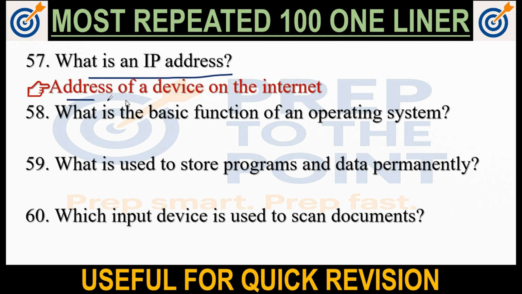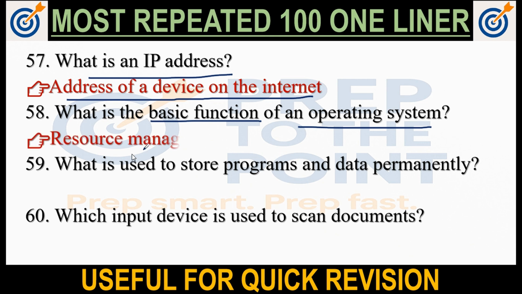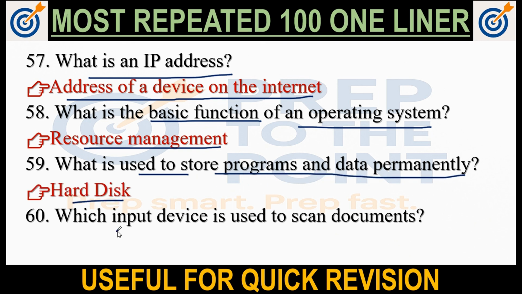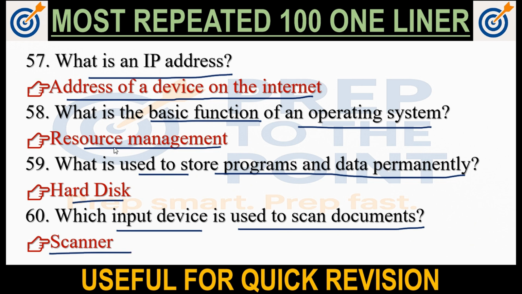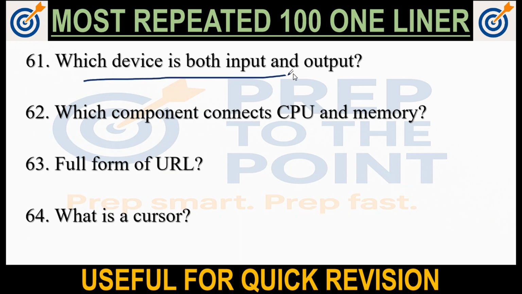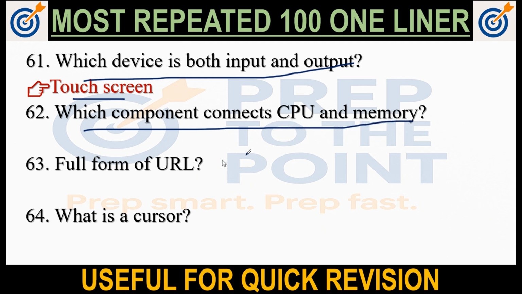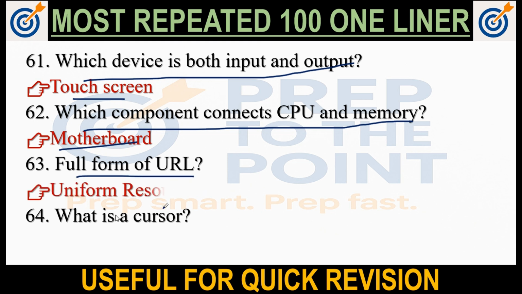Address of a device on the internet. What is the basic function of an operating system? Resource management. What is used to store programs and data permanently? Hard disk. Which input device is used to scan documents? Scanner. Which device is both input and output? Touchscreen. Which component connects CPU and memory? Motherboard.